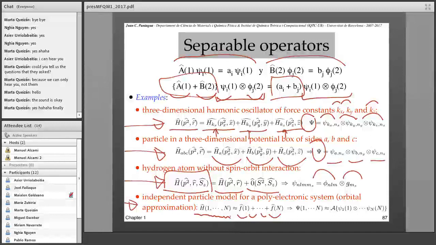Slater determinants are, in fact, products of one eigenfunction of this operator times one of this, times one of this. And the only thing here is that we have to add an operator in order to anti-symmetrize these products. We will discuss these anti-symmetrizers in the second part of the class.